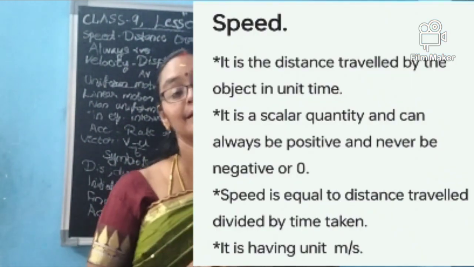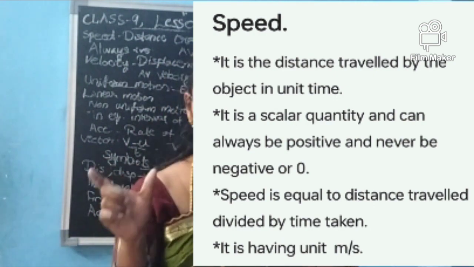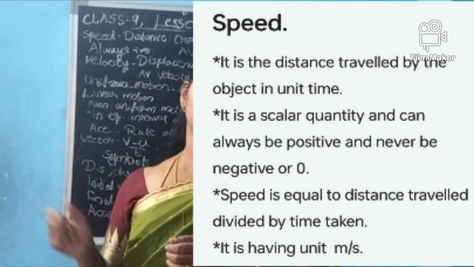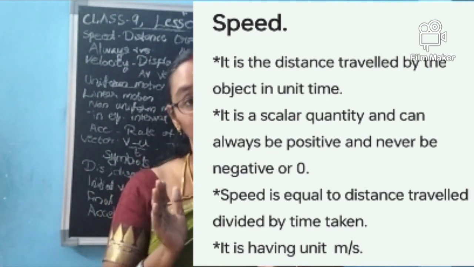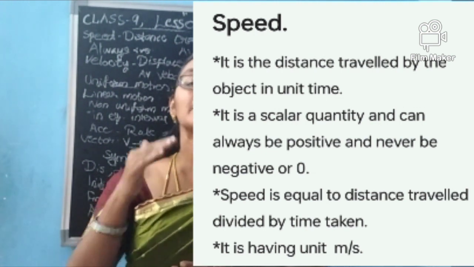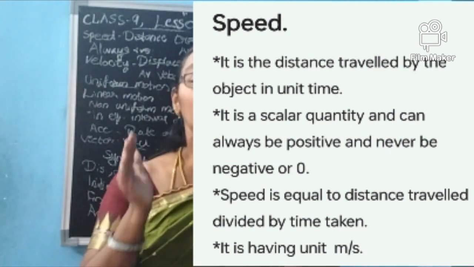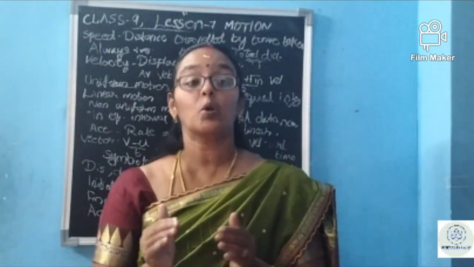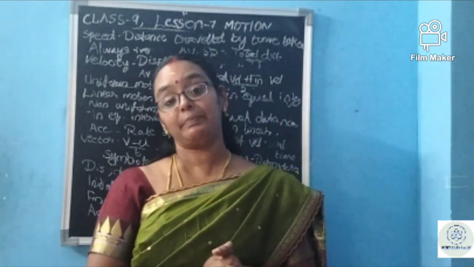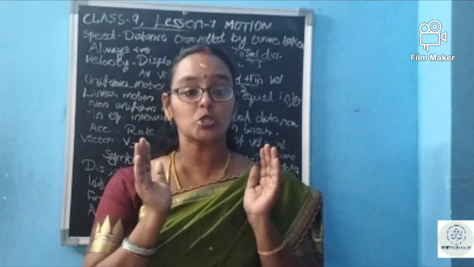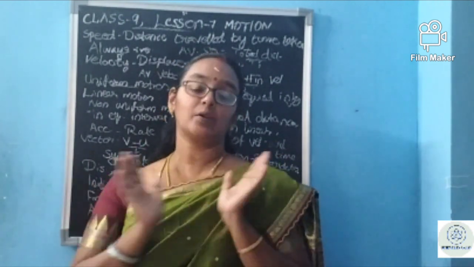How many meters the car or vehicle has travelled per second. The unit of time is second. So meter per second is its unit. So distance travelled divided by time makes the speed, and it is always a scalar quantity because distance is a scalar quantity as well as time is also a scalar quantity. So speed is also a scalar quantity.